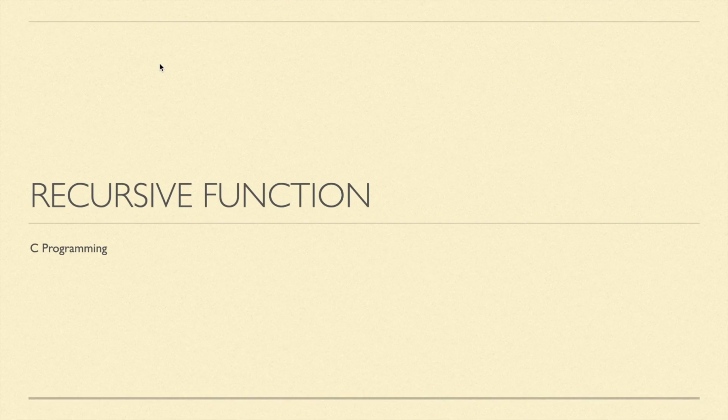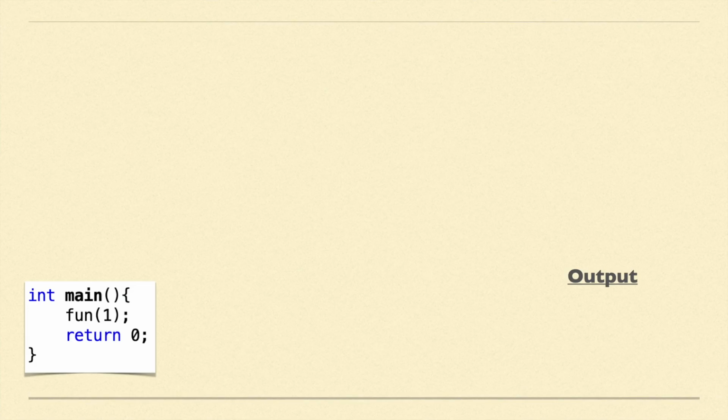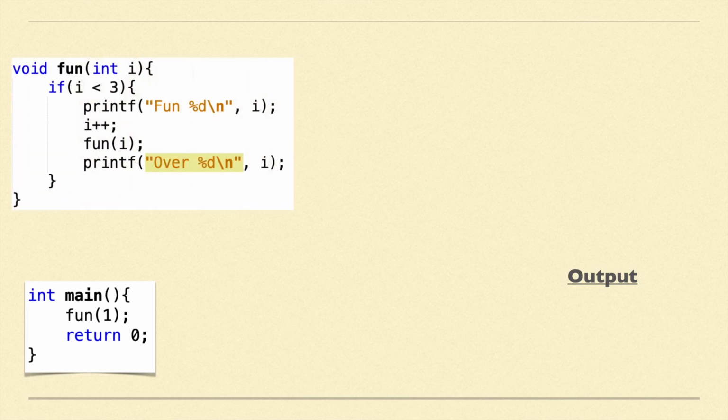In this video, I am going to explain the recursive function using C programming language. So I am going to show a very simple program which illustrates the control flow in recursive function. We have a function int main where the first line in main is fun of 1. So this fun is a user defined function I created like this. Let us see the body of function fun.